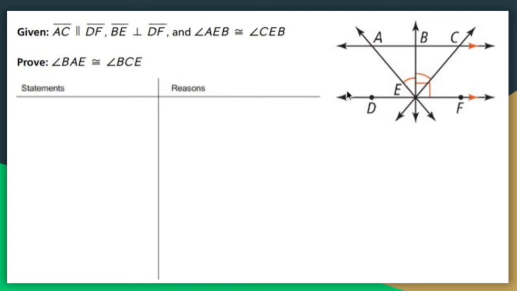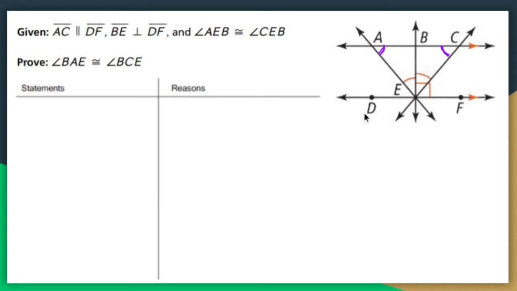It's everywhere. So what I need to do is go from all of this info and show that BAE is congruent to BCE. I'm told stuff about parallel lines, so I'm probably going to have to deal with alternate interior angles. I'm told that BE, this up-down thing, and DF, this left-right thing, are perpendicular. That gives me the 90 degree angle. I'm also told that AEB and CEB are the same.